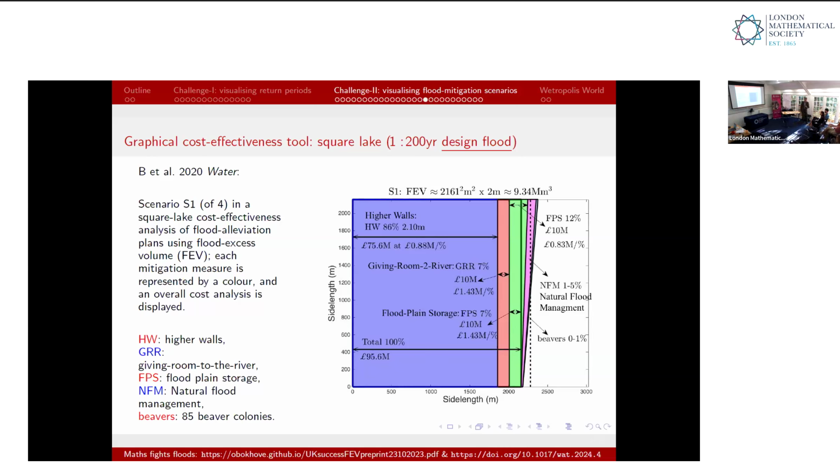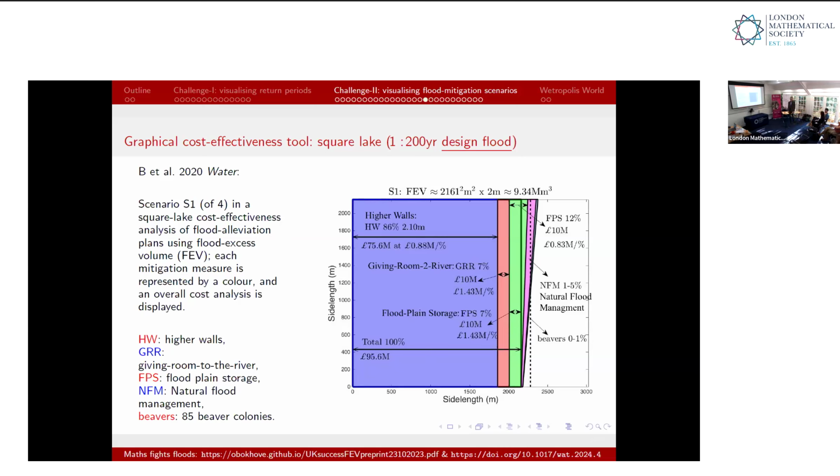1,100 cubic meters, 9.34 million cubic meters. You divide the two, you need about 8,500 beaver colonies. 400%, I give you that. That's too much. 10%, 850. So you can measure flood risk in units of beavers.